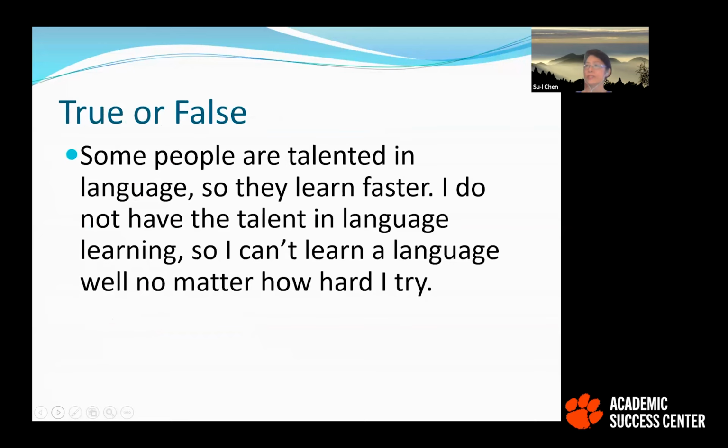The next one. Some people are talented in language, so they learn faster. I do not have talent in language learning, so I can't learn the language well, no matter how hard I try. What do you think? Do you agree? Okay, I begin to see some answers. Now go to the participants and put yes or no as your answer. Good. I begin to see answers. Okay, great. Thank you.